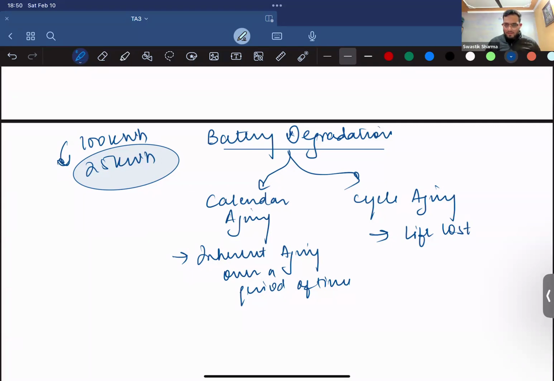So, life lost. Yeah, each time it goes through a cycle.